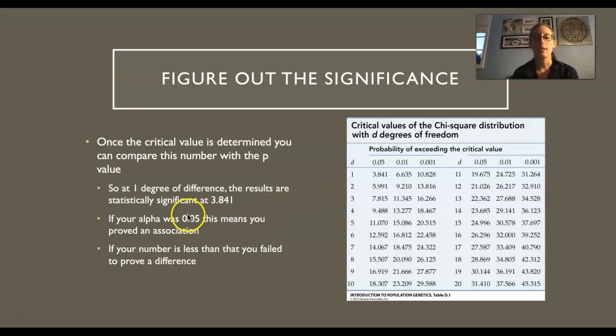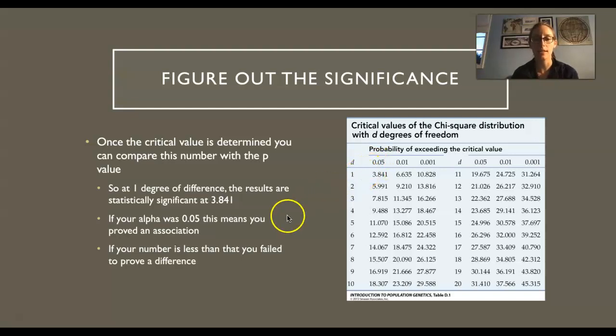So if you picked an alpha of 0.05, like a standard study would be, you need to have a number greater than or equal to this one right here. So if you have a number greater than this, let's say you have a number of 4.0, it's greater than this number, and therefore your probability of exceeding the critical value is 0.05. That means you've proved an association, which is the whole goal of the chi test, right? It's to prove the association between something, or whether there is something there or not.